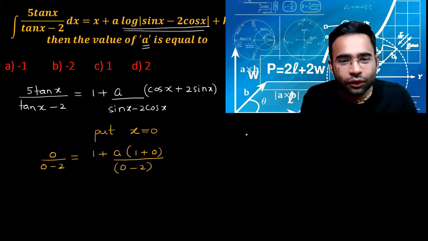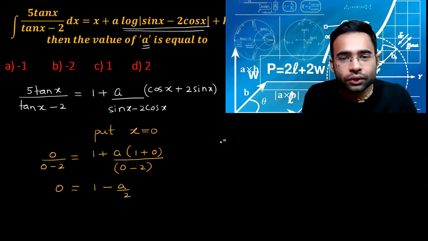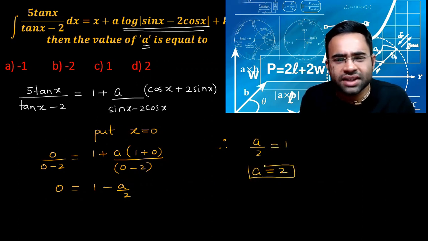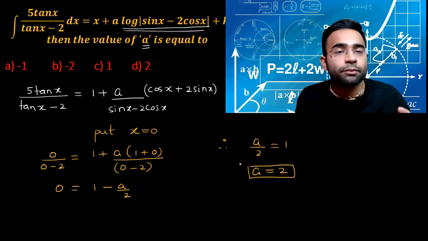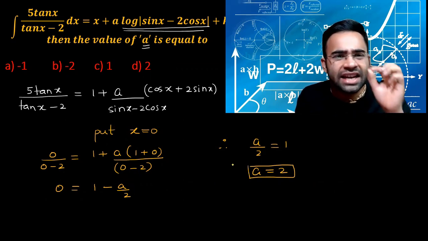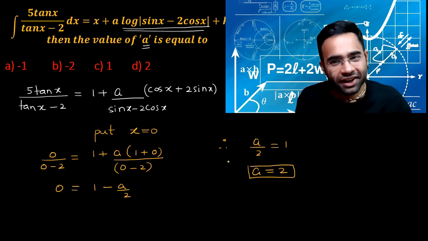So what did I get here? 0 is equal to 1 plus a, and this becomes minus a by 2. So I get here a by 2 equal to 1. So I've got a as plus 2. See, such an easy problem. So whenever you get a problem of this type and unknown terms are involved in integration, just take the derivative of antiderivative. So thanks a lot. Take care. Bye-bye.